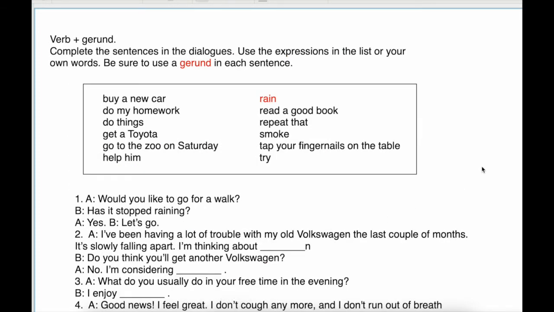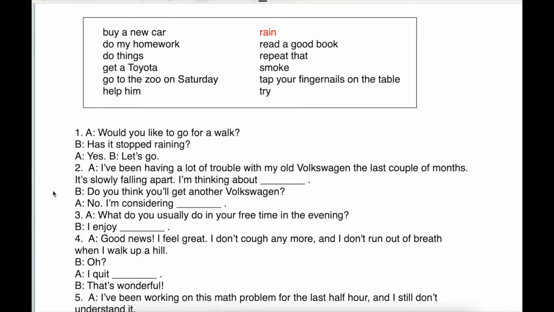Now, we have another exercise for gerunds, and it says complete the sentences in the dialogues. And down there, we'll see some more dialogues. And then complete the dialogues using the expressions in this box, or you can use your own words. But if you want, you can just pause the video and then write them down, because then I'll move down so that you can see it better. Now here just look at the exercises till 5, because then we have 5 more, and pause the video and then try to complete the sentences.